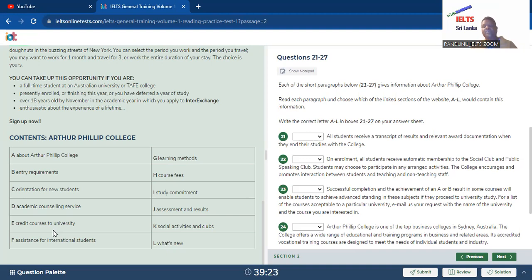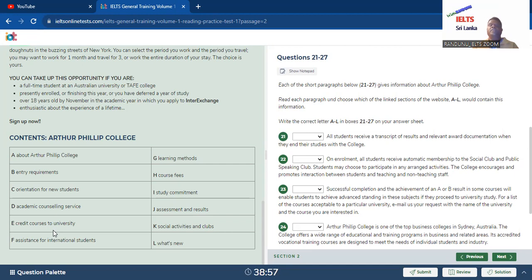Then assessment and results: how they are conducting exams, how they are giving you results, right? That part. Then social activities and clubs, you understand the clubs in the university, social life in the university. Last one, what's new? In the sense, what is the new information, the news? This is news actually. So these are the sections.